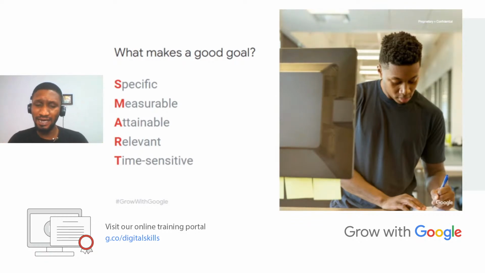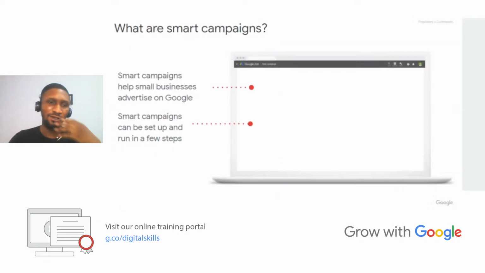And T is for time sensitive. Make sure you're setting a time cap on this. It's not enough to just say, I want to sell 100 more laptops. Instead, say, I want to see an increase of 20% in the sales of XYZ laptop by the end of Q4 2021. So by the end of Q4 2021, if I've not achieved this, I know there's something I need to improve on. Always make sure your goals are specific, measurable, attainable, relevant, and of course, time bound.